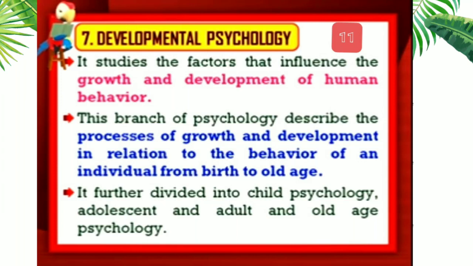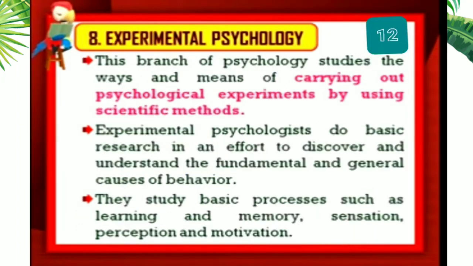Then developmental psychology is the growth and development of human behavior. It covers the process of growth and development in relation to the behavior of an individual from birth to old age. Experimental psychology is carrying out psychological experiments by using scientific methods. Then the applied psychology.